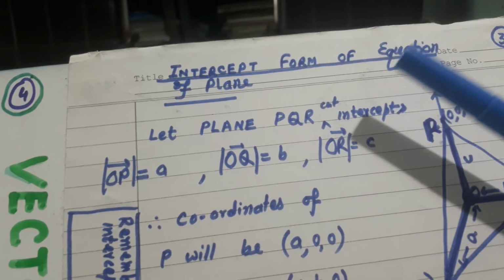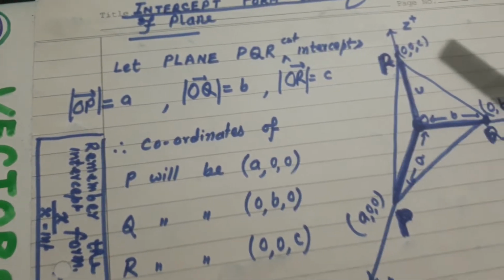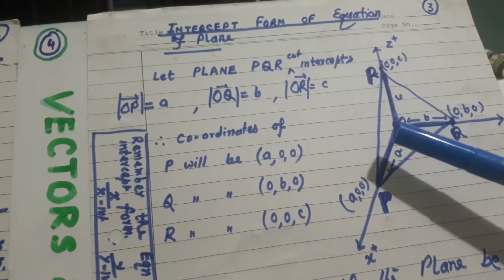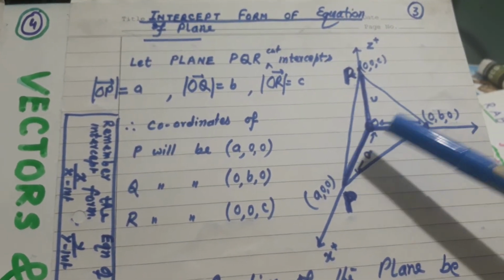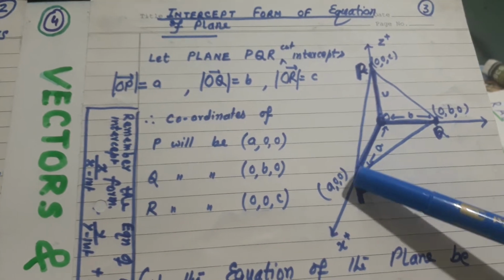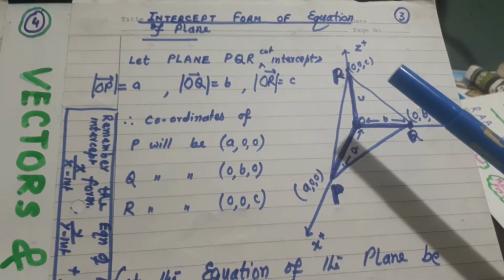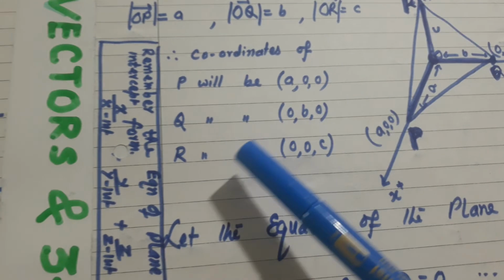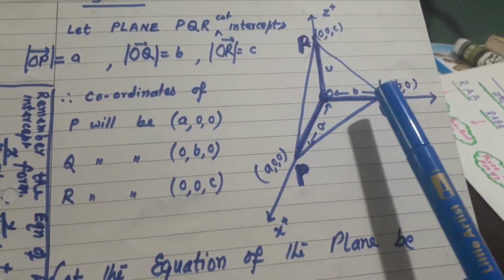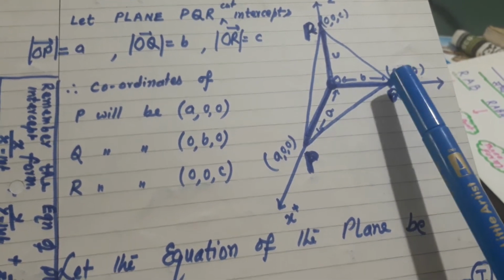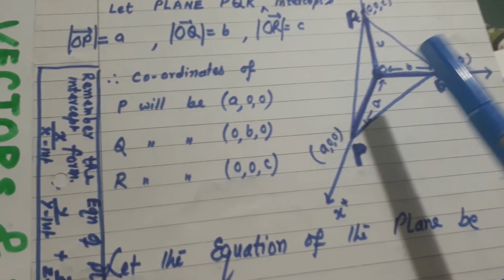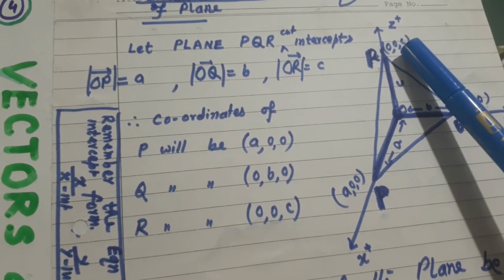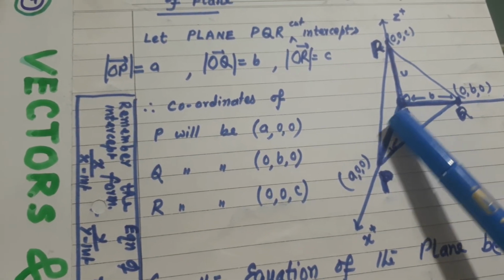Intercept form of the equation of plane. Now this triangular shape is the plane. It is touching all the three axes, x-axis, y-axis, z-axis, and there are intercepts. There is A intercept, there is B intercept, there is C intercept. So point P will be on the x-axis, with y is 0, z is 0. On the y-axis, Q point is there, with x is 0, B is there, z is 0. The intercept here is C only. So x is 0, y is 0, and this is the z-axis, so this is C. So this intercept is C, this is A, this is B.